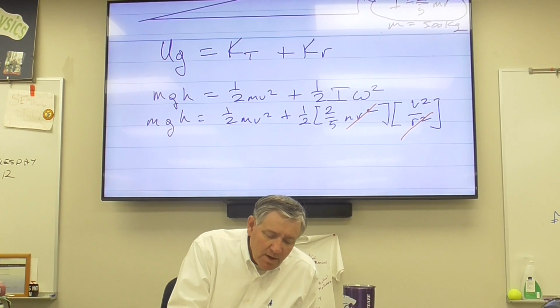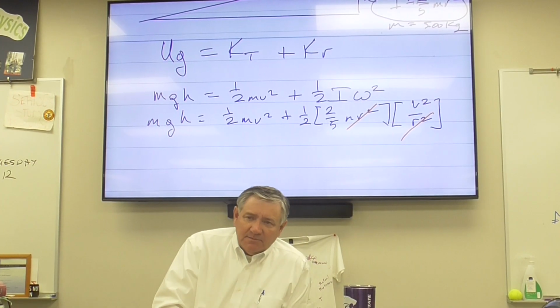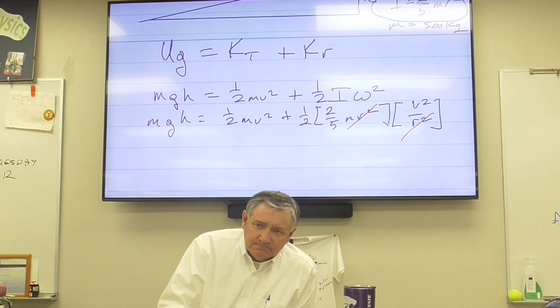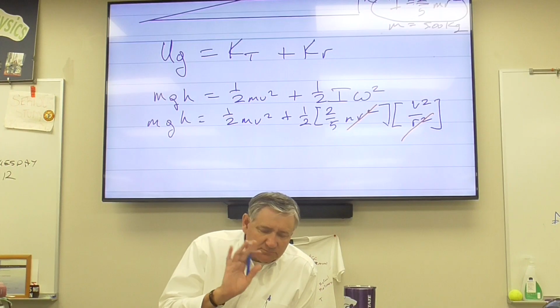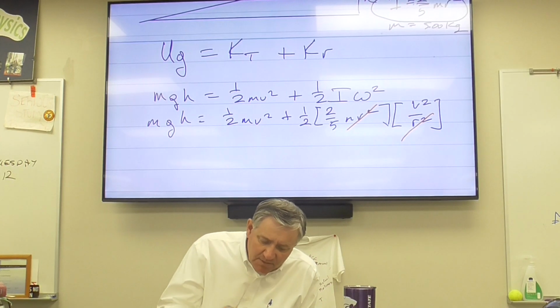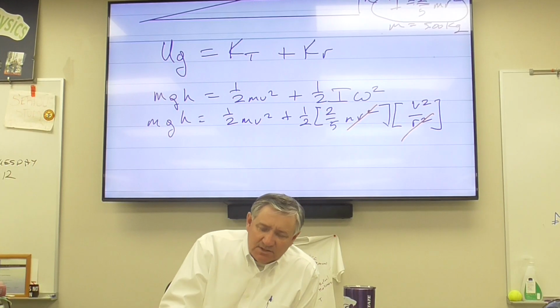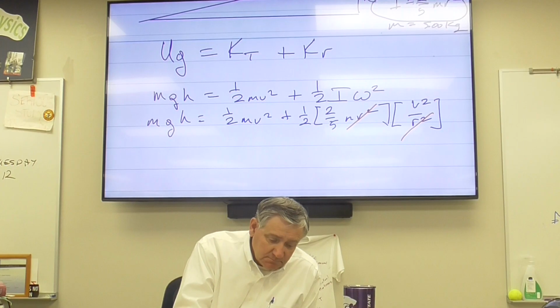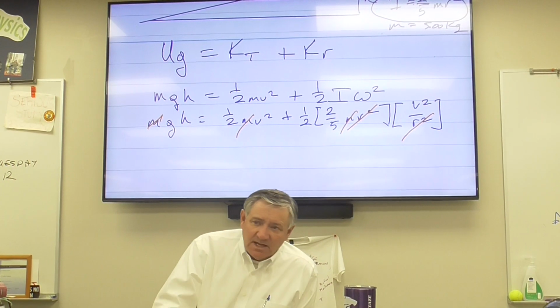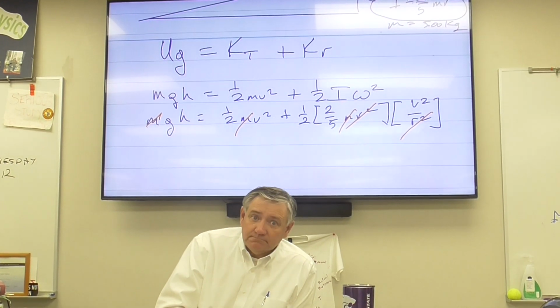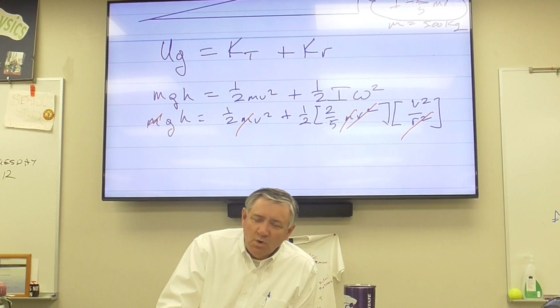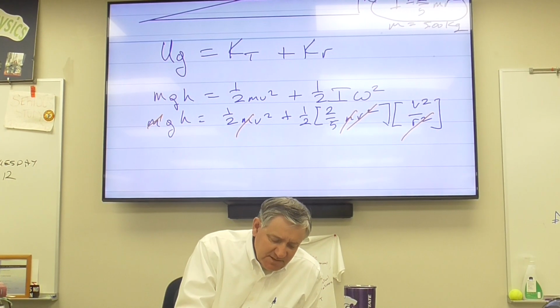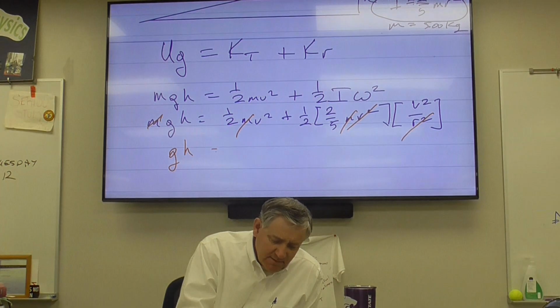Now, is there anything else I can eliminate? Is there a term on both sides of the equation? M. The masses cancel out. So this is gh, and this is 1/2 v squared.